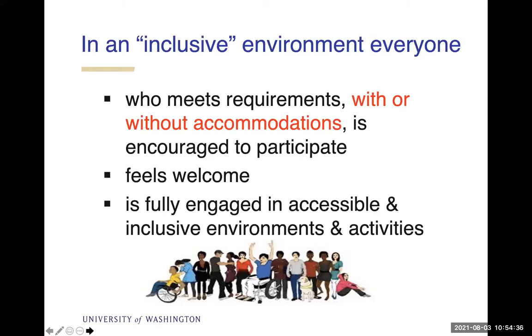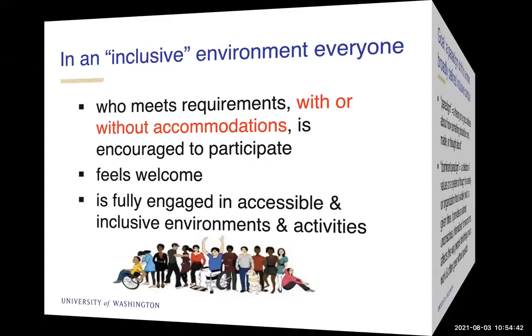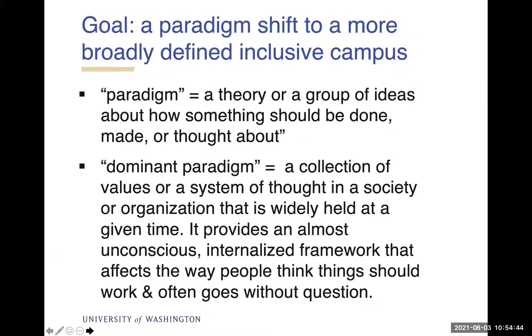So we don't have to have a lot of special, oh, you can do an alternative assignment, or you can do this instead. We try to avoid that. How can we make it more inclusive? So our goal really is a paradigm shift on our campuses, yours and ours, almost every campus in the country, frankly. A paradigm we can think of as a theory or a group of ideas about how we do something, or how something is done, whatever.